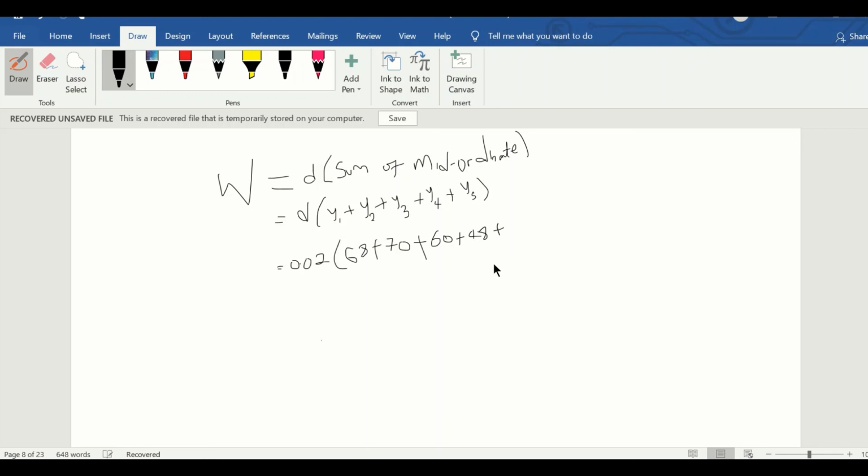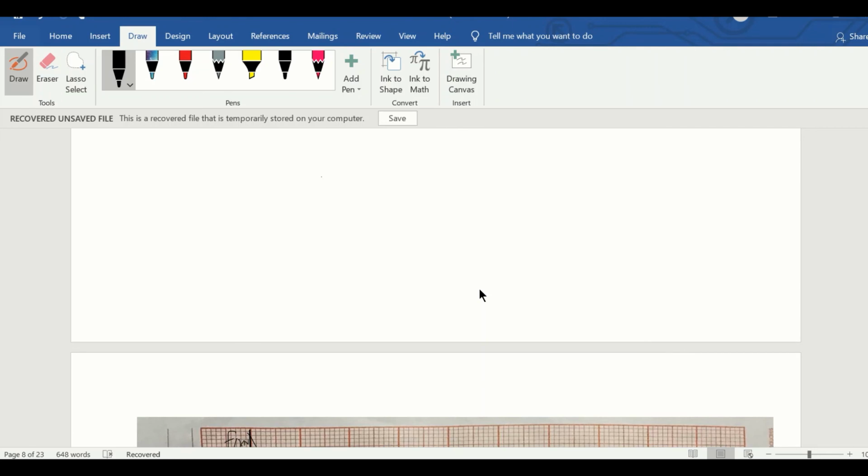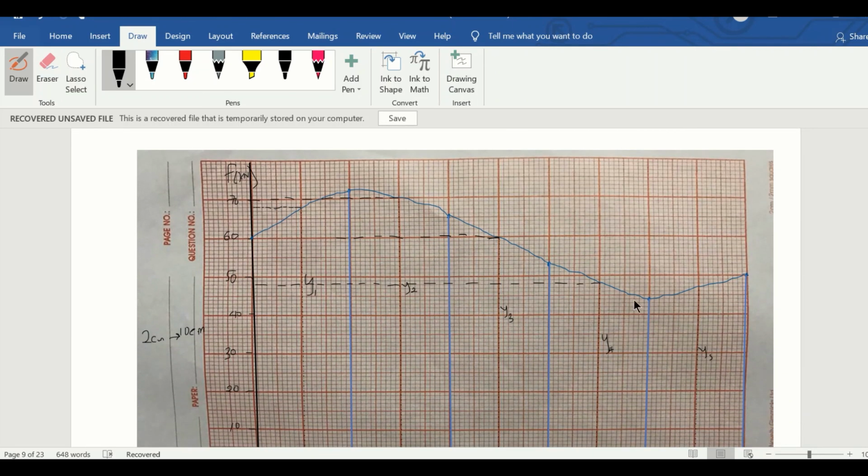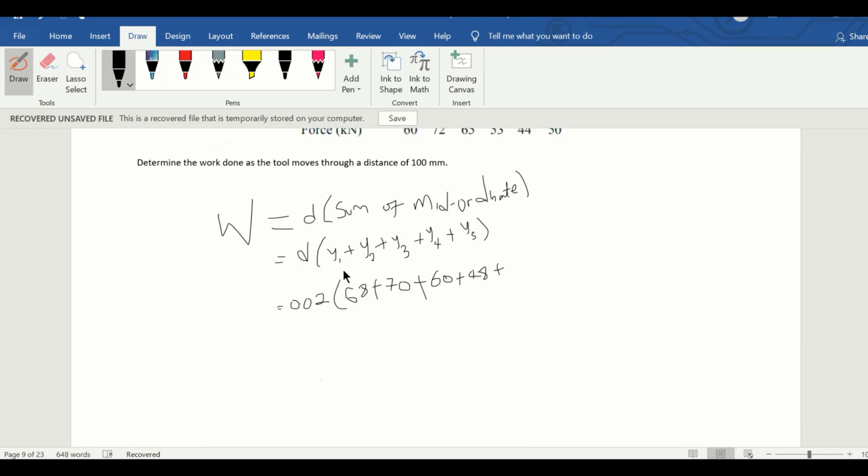Plus my y5. My y5 is right here. Take it down. My y5 is 47.